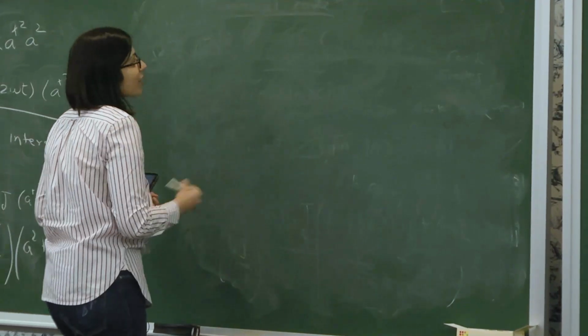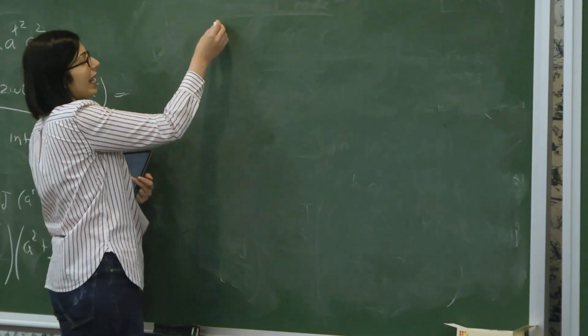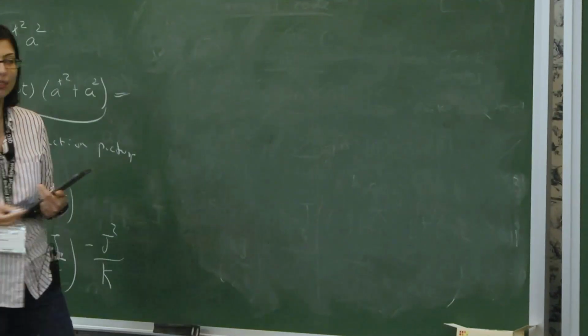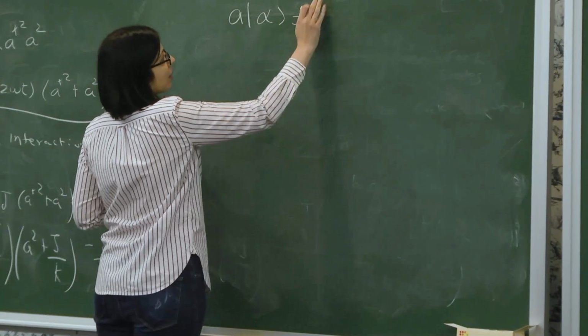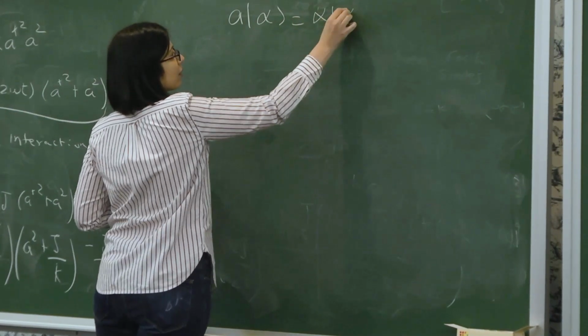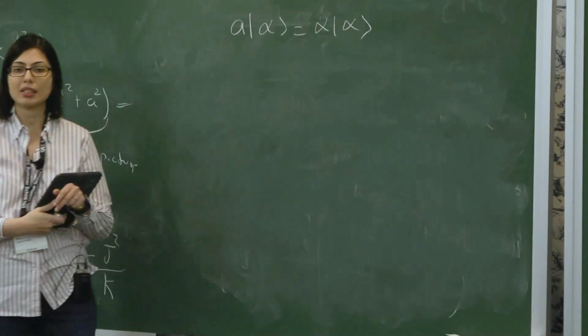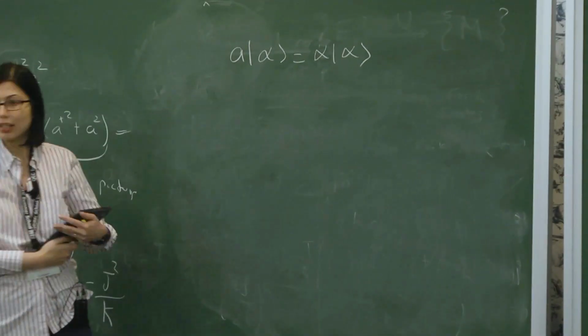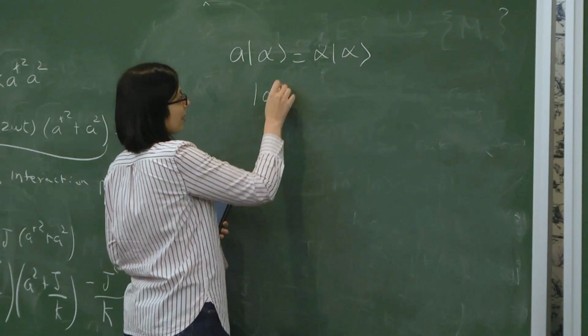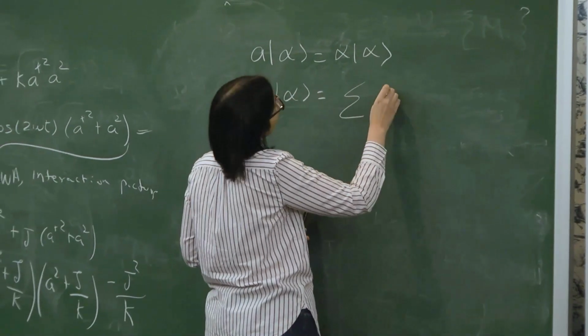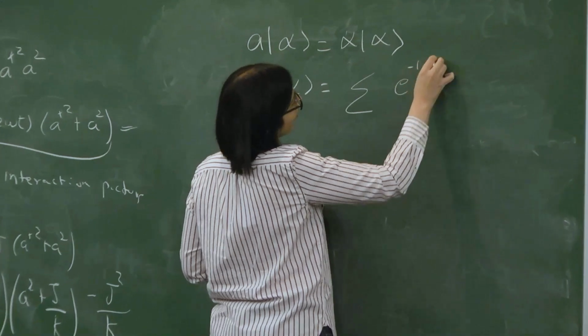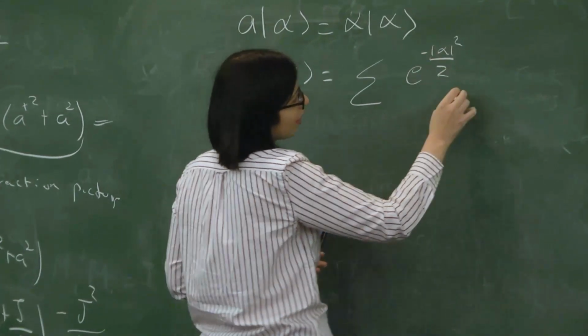Coherent states are eigenstates of the photon annihilation operator, right? So A acting on alpha is alpha times alpha. So coherent states are eigenstates of the photon annihilation operator, and in terms of Fock states, they are... Okay, hopefully I get this right. Minus alpha squared by 2.